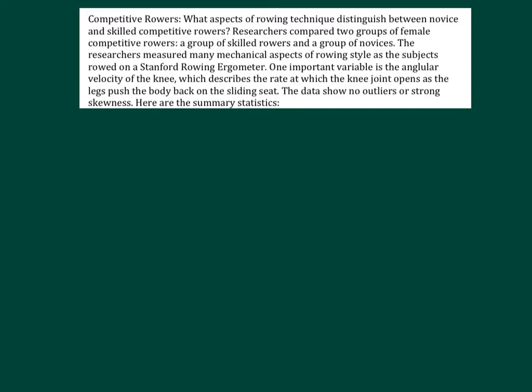Press pause now. Okay, so what we're talking about is angular velocity of the knee for both skilled female rowers and novice female rowers. One of the things that they offered us was that the data show no outliers and no strong skewness. So that justifies our normality piece. But let's start fresh.